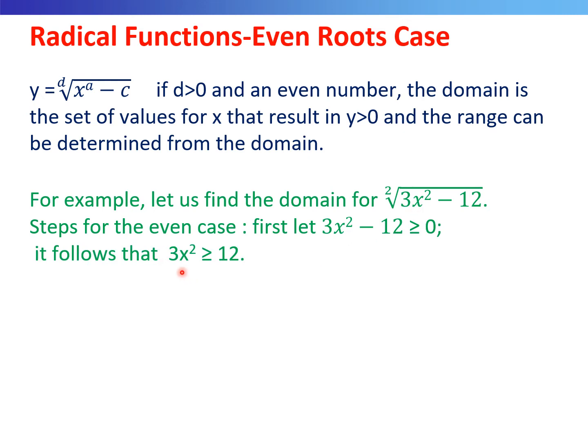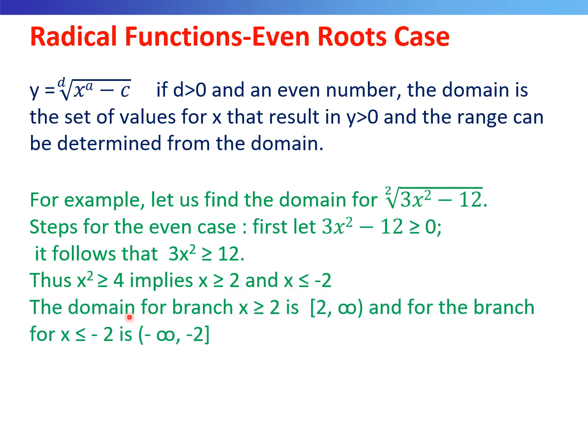The second step is to take the negative 12 to the right hand side. So we will have 3x squared greater or equal to 12. Thus, if we divide both sides by 3, we'll get x squared greater or equal to 4. This implies that x is greater or equal to 2 and x is less than or equal to negative 2. Two branches.